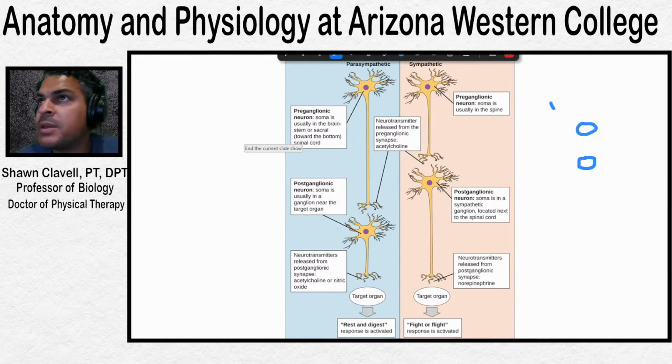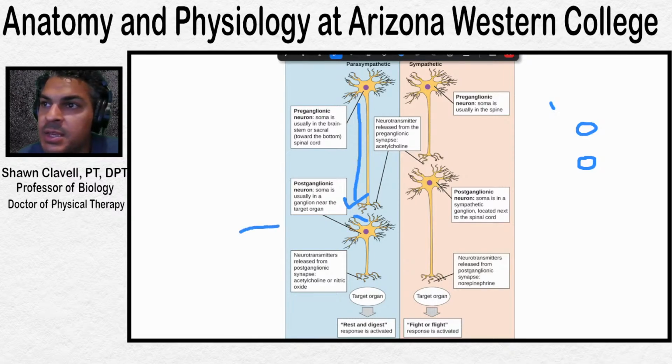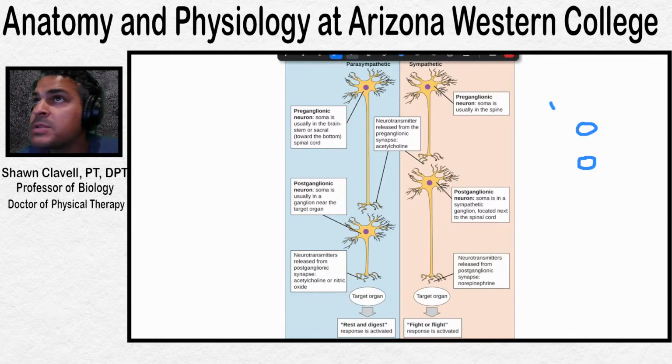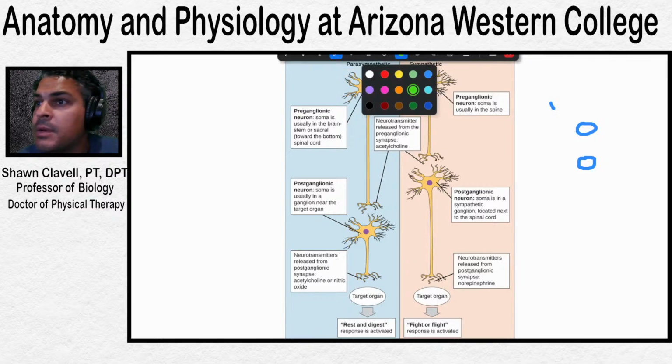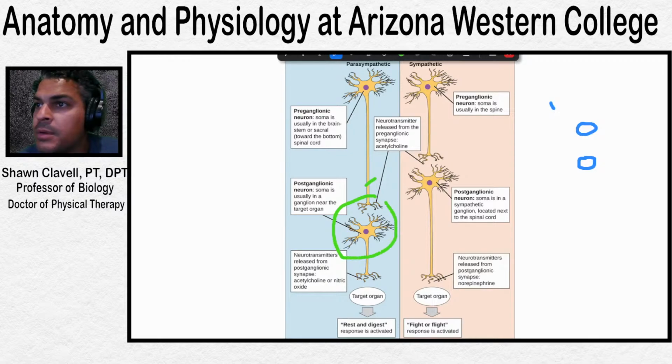right here, right? So in the parasympathetic nervous system, you can see that there's a long pre-ganglionic neuron, and this is the post-ganglion. So right here, let's identify this here. So the ganglion, or the cell body, is right here and right here.